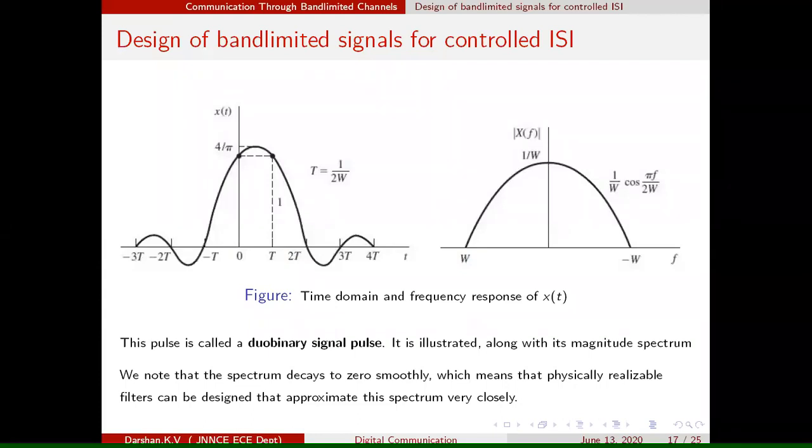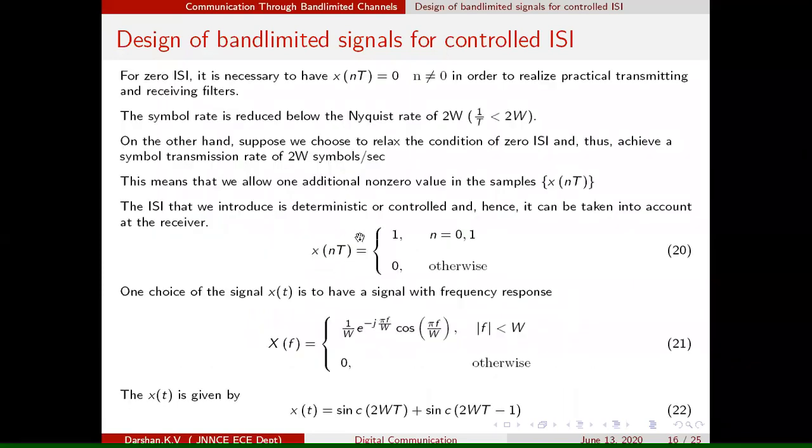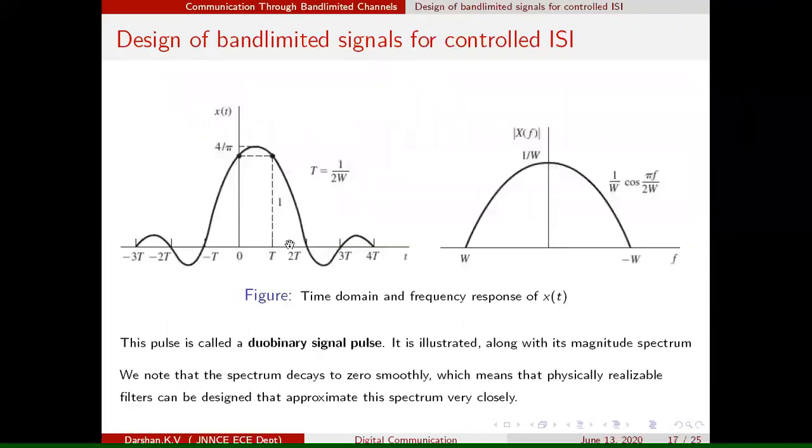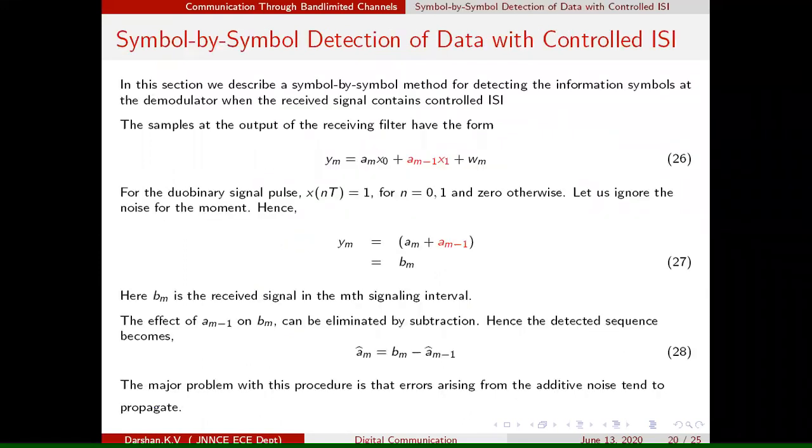Controlled ISI means we are adding one ISI component to achieve a symbol rate equal to 2W. Yes, so we did that. We added an ISI, and we know what ISI component we are adding. At n is equal to 1, you have a non-zero sample. You know what you are doing; we are deterministic, which means we know where the ISI component is present. Therefore, we have full information about the added ISI component, so it could be easily removed at the receiver, which we have seen also.